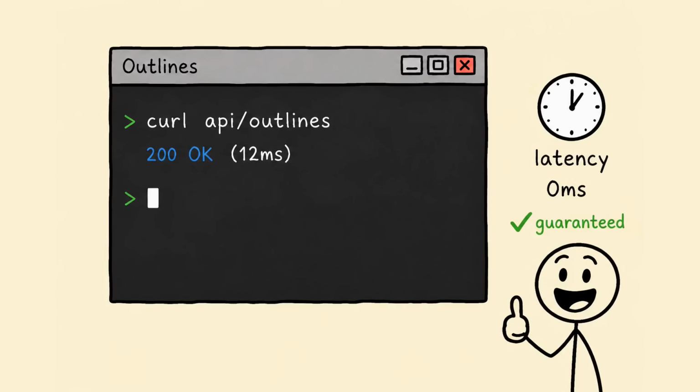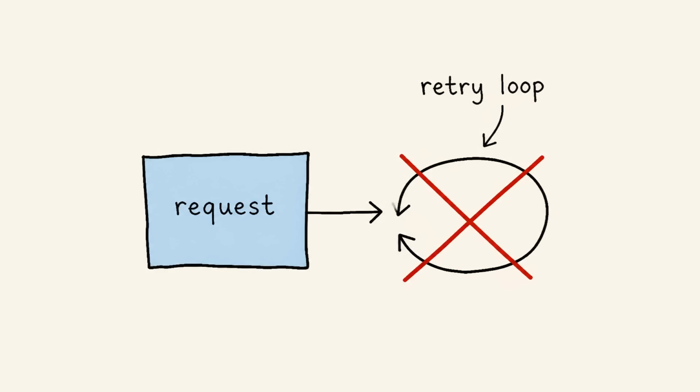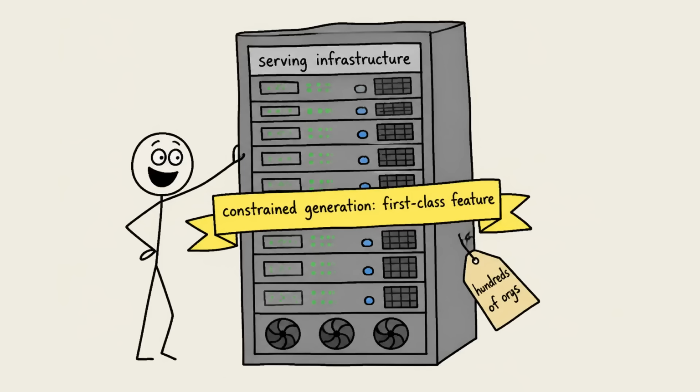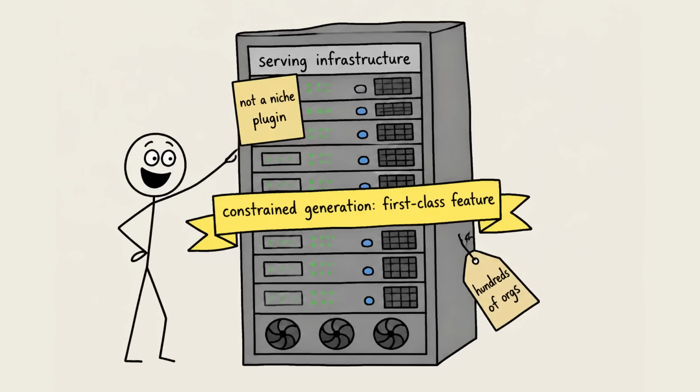And that guarantee comes at effectively zero latency cost, because you're not running retry loops, and that's why it's been adopted where it counts. vLLM, Hugging Face's Text Generation Inference, SGLang, the 3 dominant open source inference servers, they all integrate Outlines natively. So that means constrained generation is now a first-class feature across hundreds of organizations' serving infrastructure, not some niche plugin you bolt on.